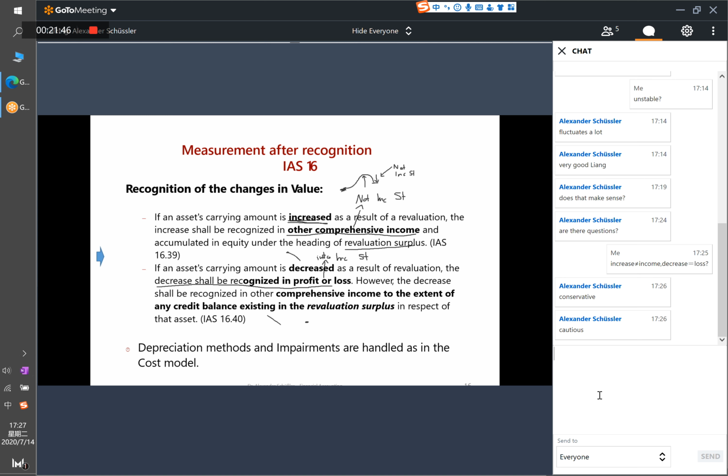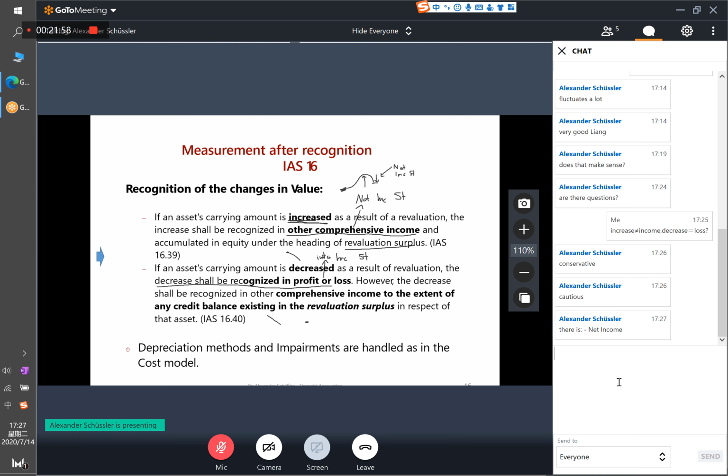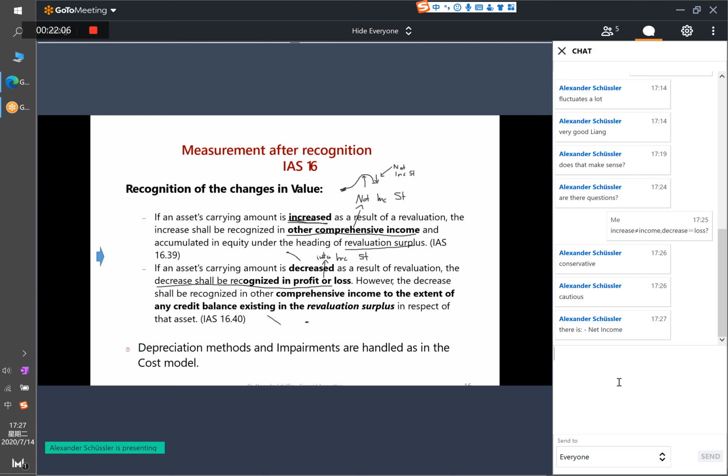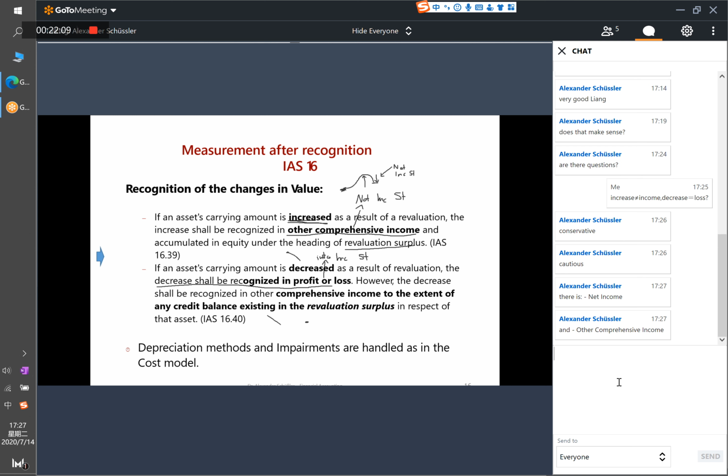So that's the idea behind it. There is net income and other comprehensive income. And this is a very important concept, because the standard setter says, okay, there is some income which should not flow through our net income. It should not influence our net income. And this is other comprehensive income.